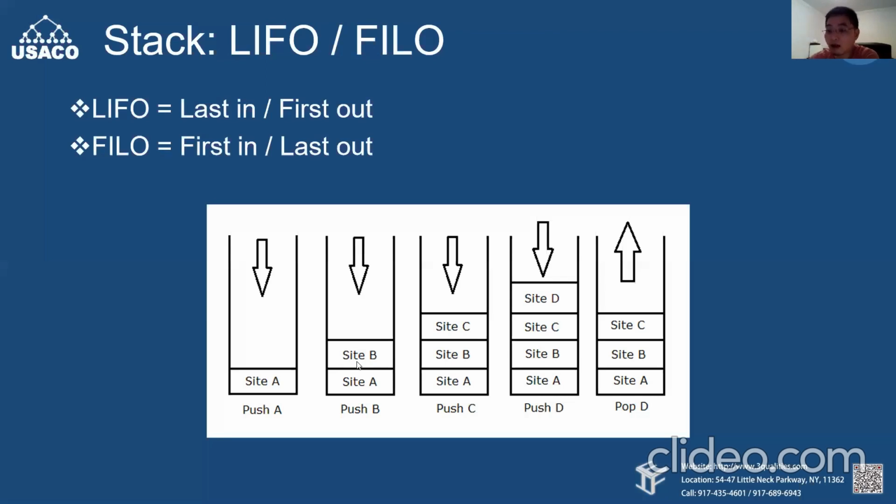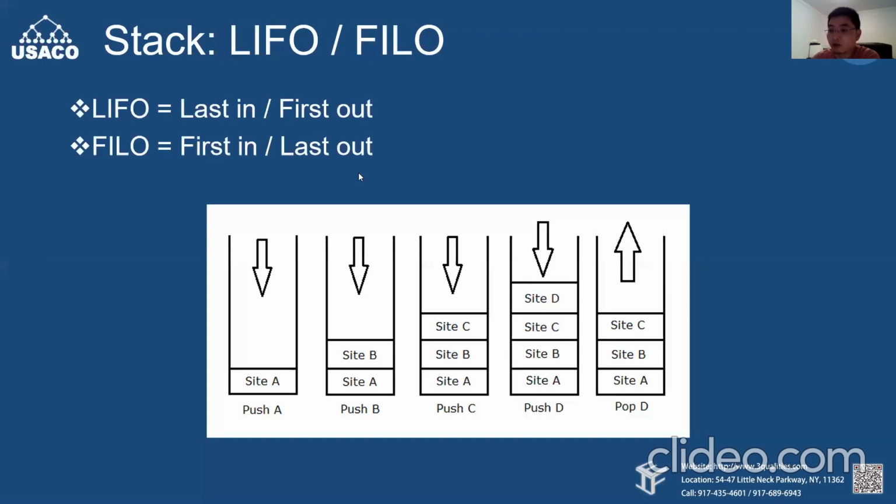So when we say pop, we just remove the top item. Here, after we push in D, we have D as the top item. And when we say pop, it's basically removing D out of the stack. And on the other hand, first in, last out. Which is first in?